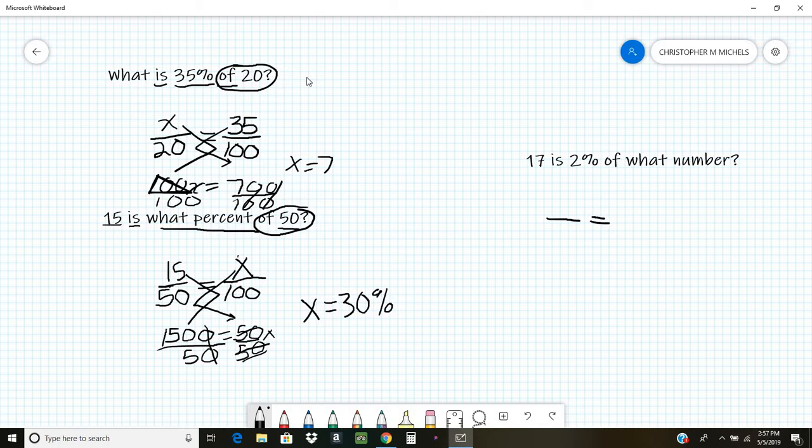Okay, let's see. So we put this over 100. The 2%, again, it's a percent, so we automatically know where it goes, over the 100. Now we look at the 17. Here's where most people screw up in this one. They said 17 is 2% of what number. So the "of what number" tells me the base is unknown, so my x goes in the bottom in this case.